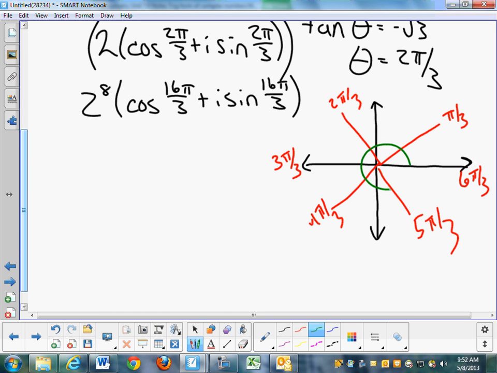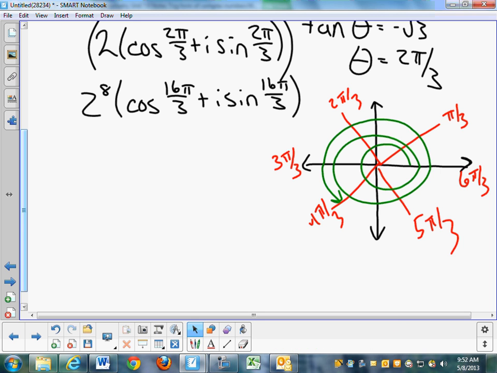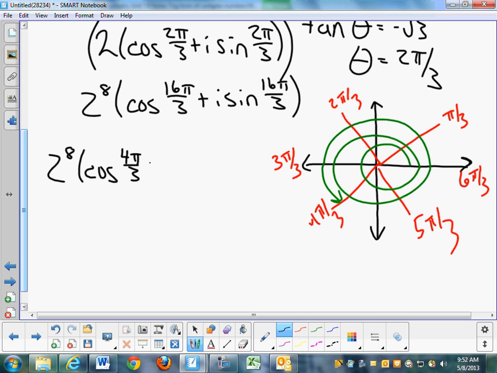So 6 pi over 3, 12 pi over 3, right? 15 pi over 3, 16 pi over 3. So that brings me to 4 pi over 3. So the real answer is 2 to the 8th cosine of 4 pi over 3 plus i sine of 4 pi over 3. And that's that.